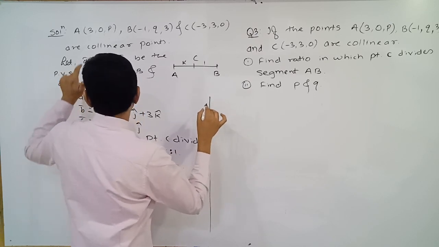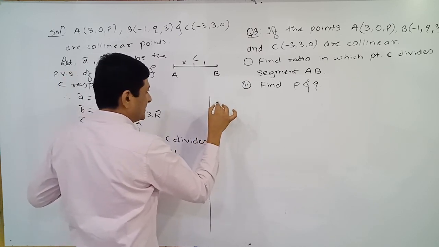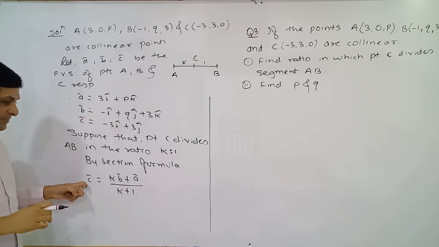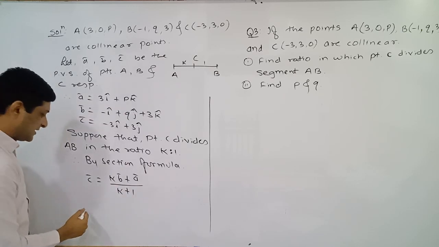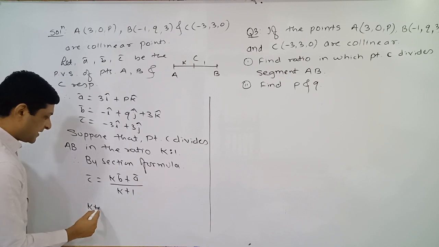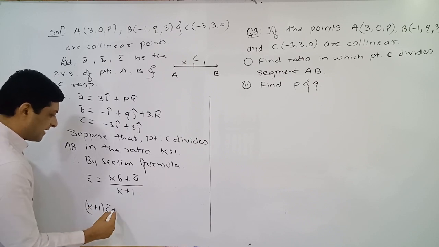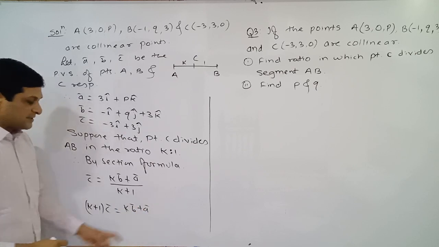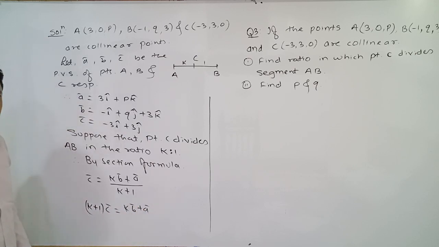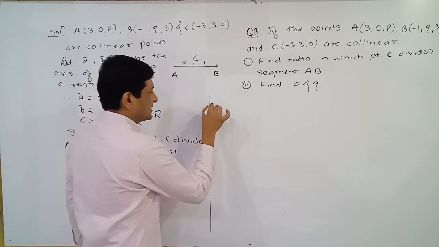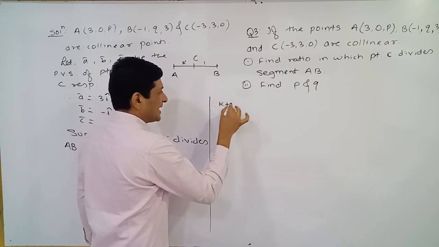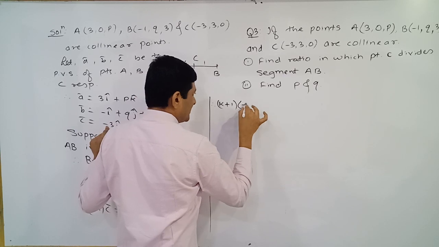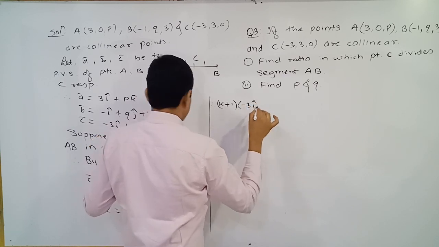So what is the value of C bar? Before that, take k plus 1 to this side. On this side, k plus 1 will get multiplied by C bar. So here we'll get (k plus 1) into C bar is equal to K B bar plus A bar. Now we are substituting the values of A bar, B bar, C bar in this expression. So k plus 1, keep it as it is. Substitute the value of C bar. C bar is equal to minus 3i plus 3j.